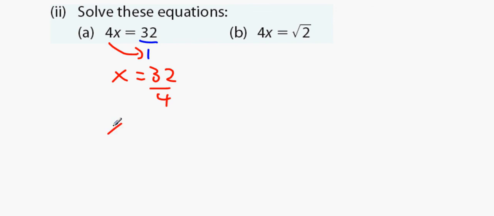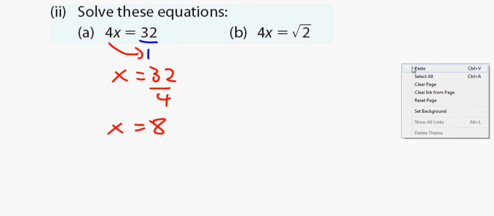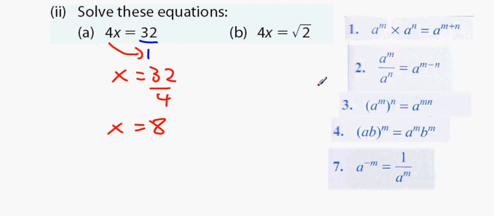Now this one here is not going to be as easy. Actually, we don't even need those rules. We can say x equals root 2 over 4, and just put that into our calculator. It doesn't say anything about using the rules, or in which form, so we can say that x equals 0.35.